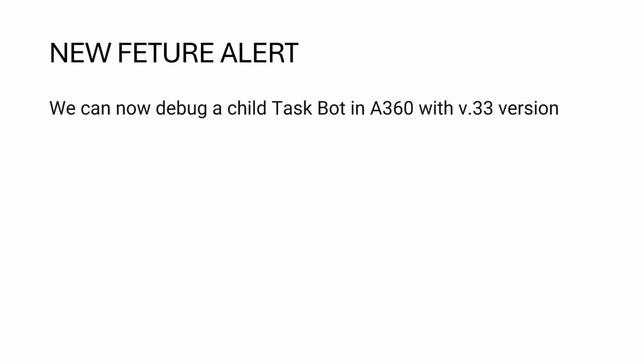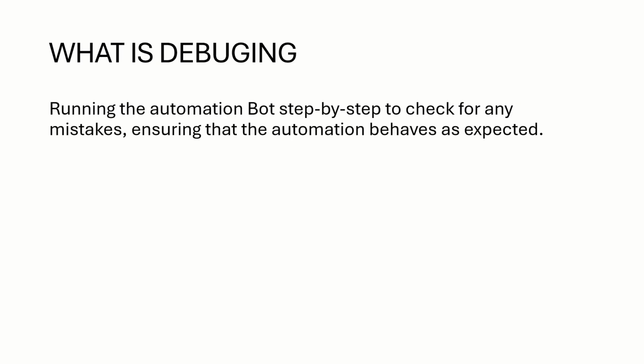Before going to the Automation Anywhere workbench, what exactly is debugging? While running the automation, you go step by step to check for any mistakes, ensuring that the automation behaves as expected, right? This we call debugging in the Automation Anywhere tool. Let's see now how we can debug a child task as well as a main task at the same time in Automation Anywhere A360.